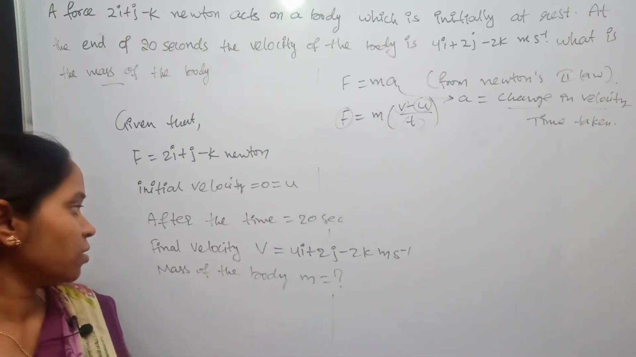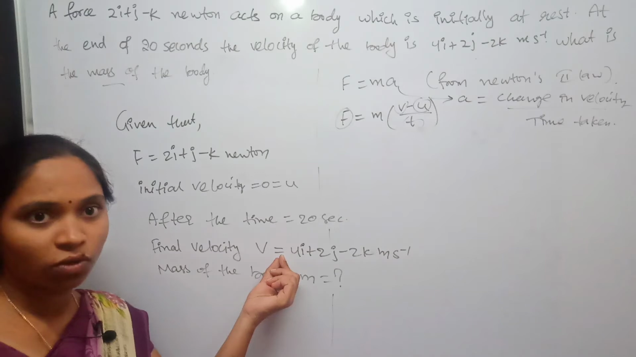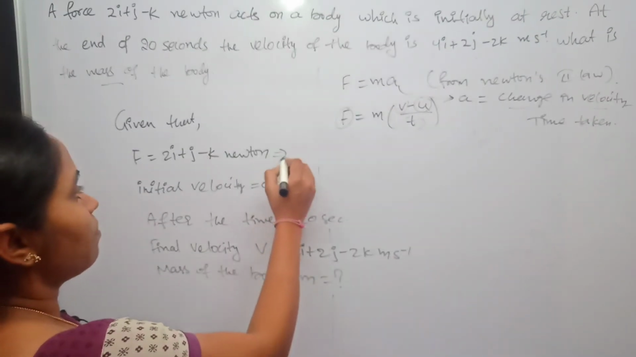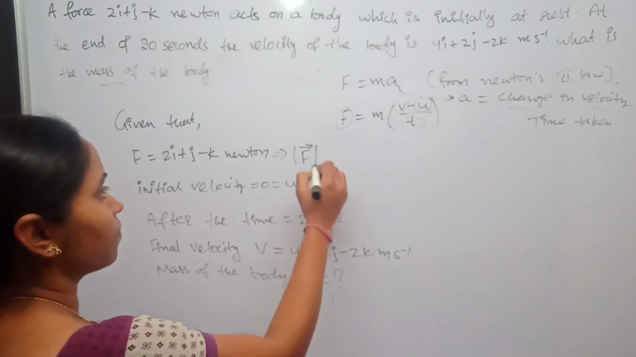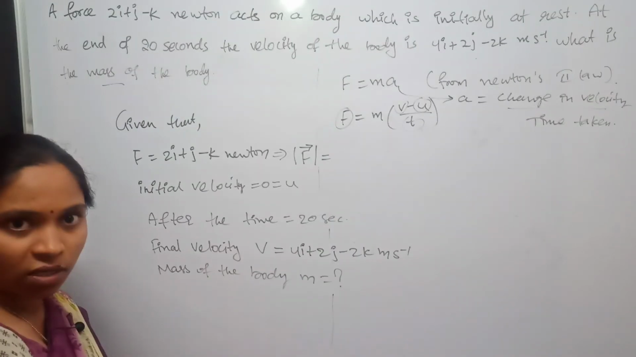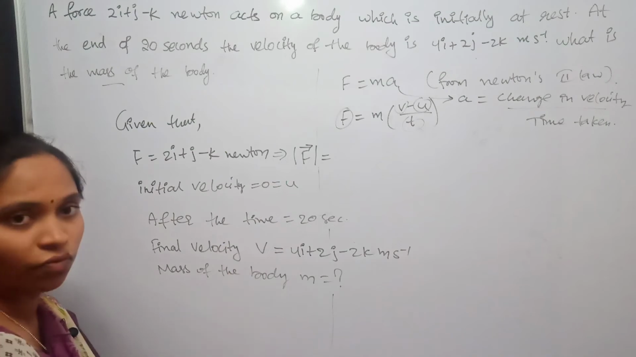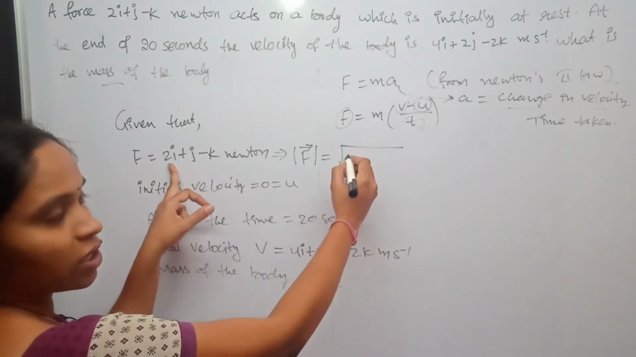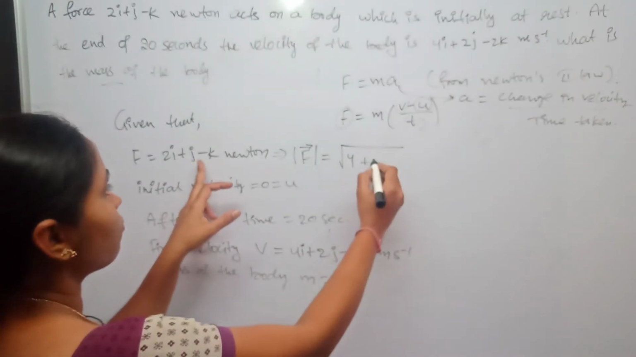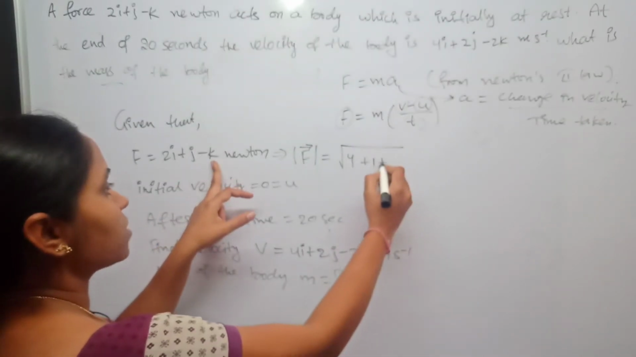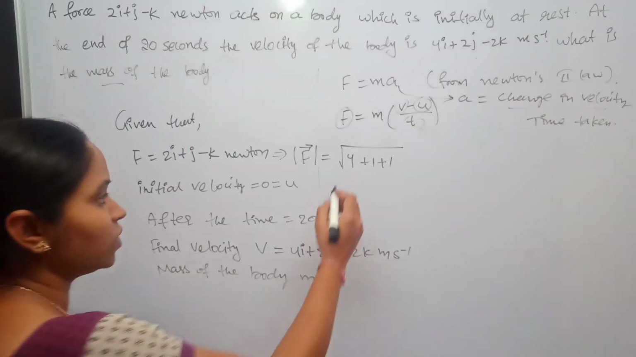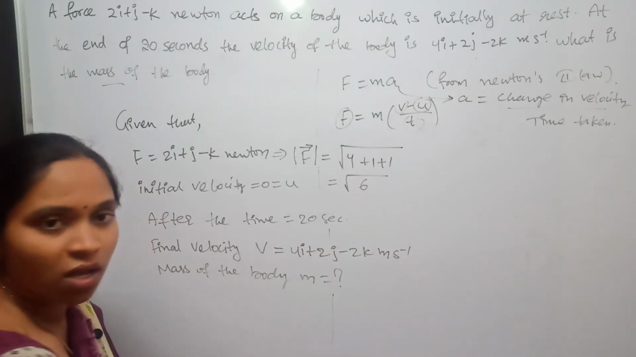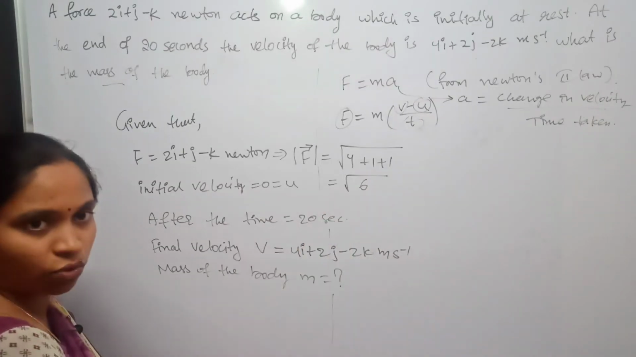We have to substitute the data in this equation. For that purpose, we have to find out the magnitude of the force and the velocity. What is the magnitude of the force? As force is a vector, I am going to find out the magnitude of the force, which is equal to square root of 2 square, which is 4, plus 1 square plus 1 square, which is root 6. Magnitude of the force is root 6.